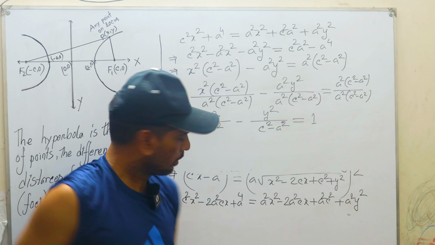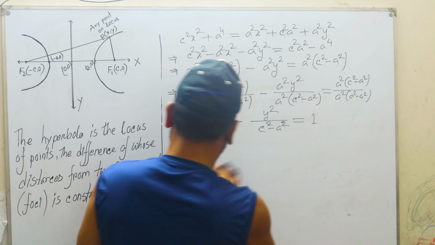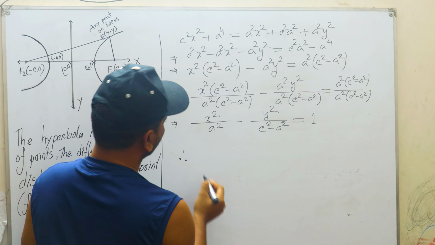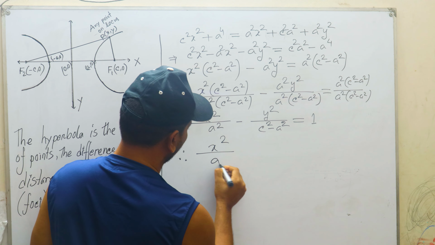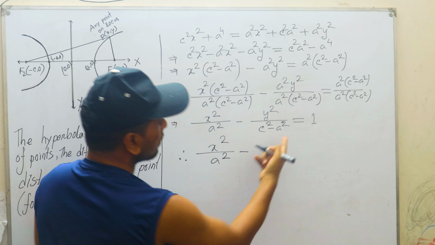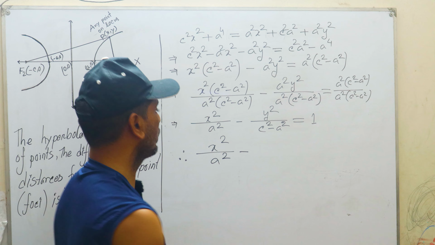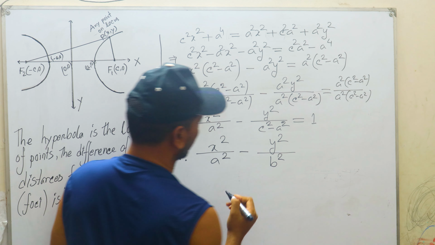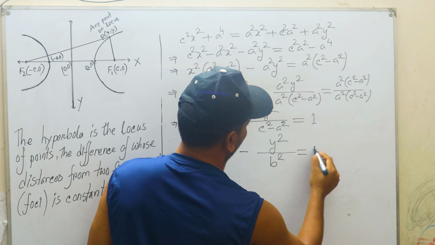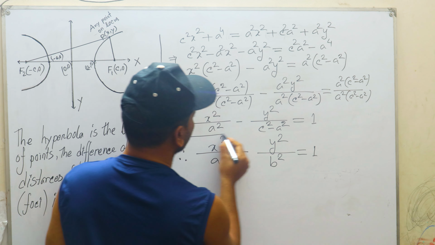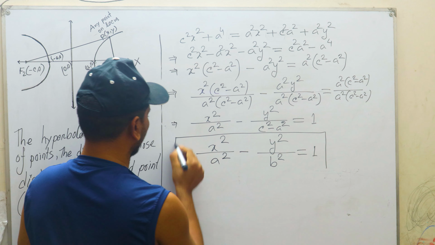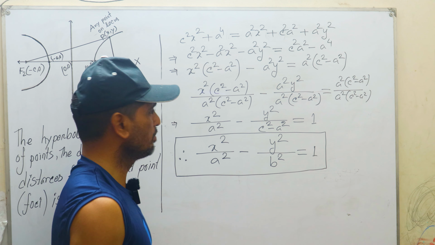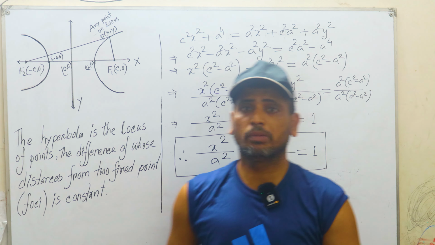And we consider c square minus a square equal to b square, so x square by a square minus y square by b square equals 1, and this is our standard formula of the hyperbola. It's very simple, right? I hope it makes sense.